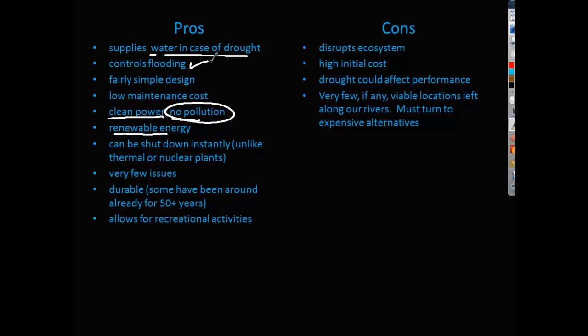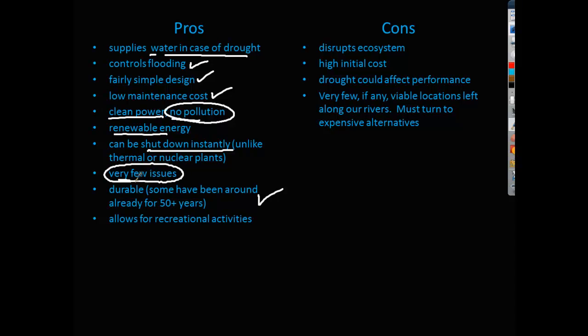It can control flooding. It's a simple design that costs very little to maintain, and the great thing is it also lasts quite a long time. And an interesting one is that it can be shut down instantly and restarted instantly. That can't happen when you have coal burning or natural gas burning power plants or nuclear power plants. They can't just shut down and restart. Okay? So it basically has very few issues.